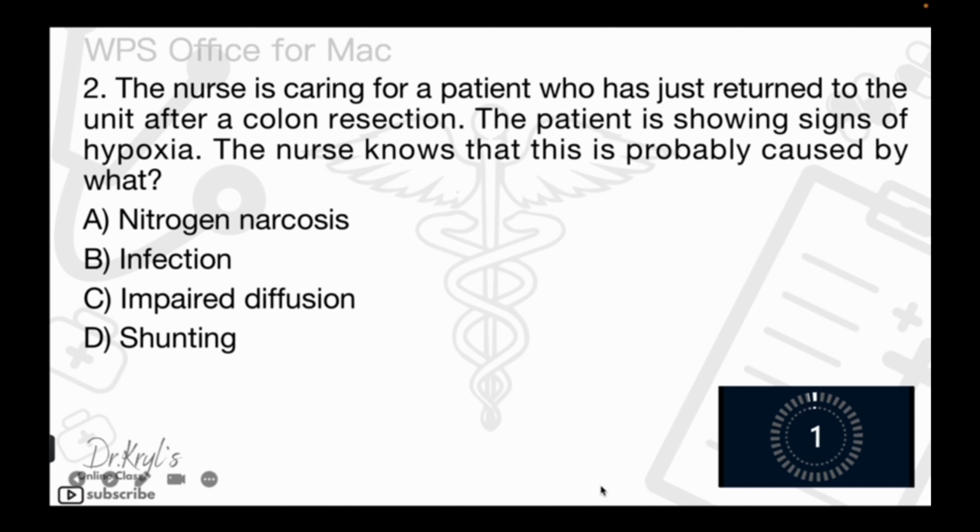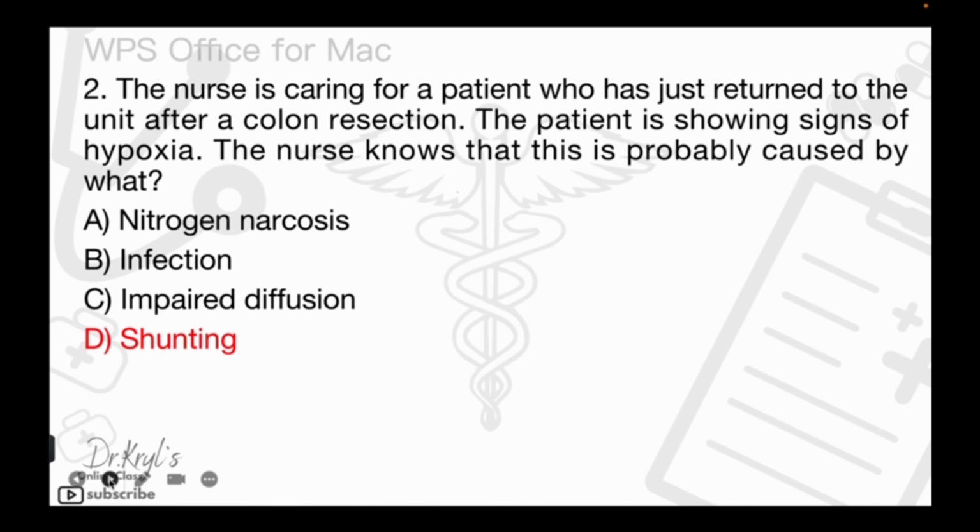Three, two, one. Okay, time is up. Answer is D. Okay, shunting. So shunting appears to be the main cause of hypoxia after thoracic or abdominal surgery and most types of respiratory failure. If you still remember, we included it in our pathophysiology, the letter C, di ba? Yung mga after thoracic or abdominal surgery, what happened? It's because of what, right? So, ayan.